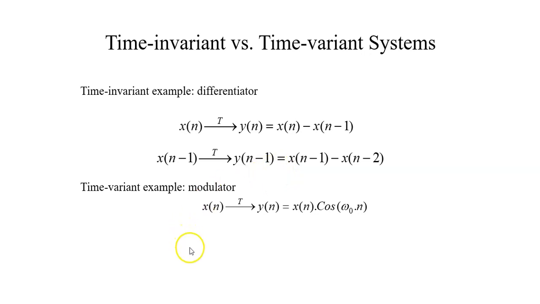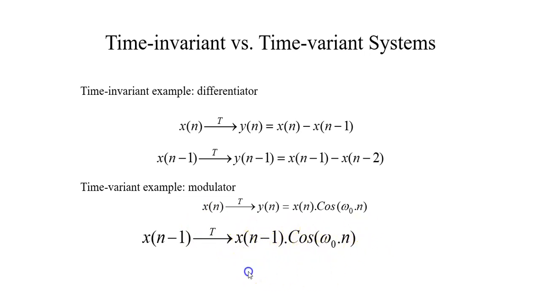But for a time variant example, for example, the modulator. The modulator transforms x of n to be y of n using the modulator: x of n cosine omega naught n. If we have x of n minus 1 and we make a modulation, we will have x of n minus 1 cosine omega n.